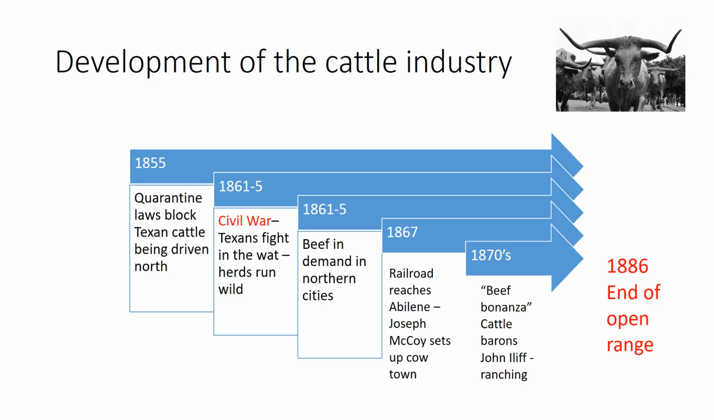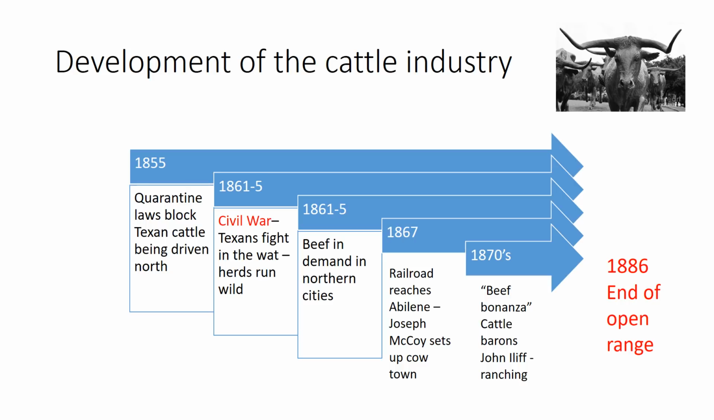The second question, the development of the cattle industry. Well, this all kind of started in 1855. Texas, massive state, remember the size of Germany, huge place. They had quarantine laws. The cattle there, that longhorn cattle, carried little ticks which caused Texas fever. So other states like Missouri passed quarantine laws that blocked Texas cattle from being driven north.